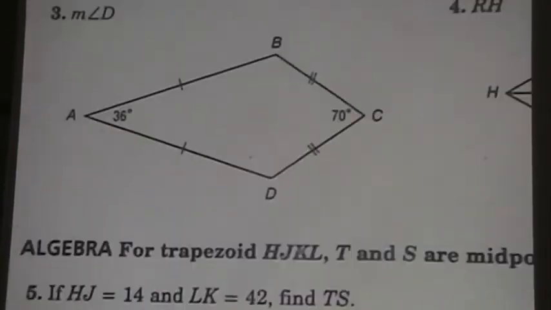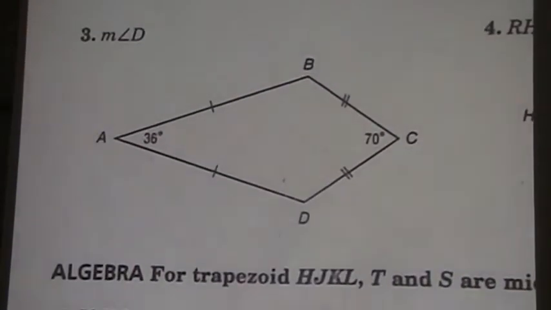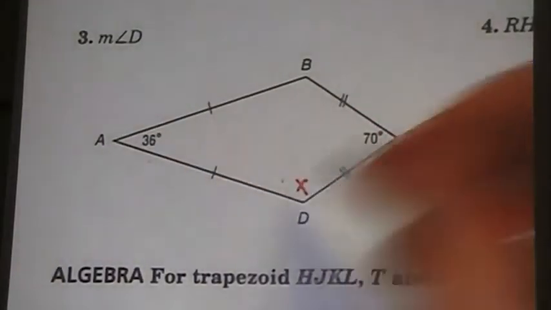Number three, find the measure of angle D. This one is tricky, okay? And the reason why it's tricky is because it doesn't look like we have enough information. Well, we're looking for angle D. This guy right here.